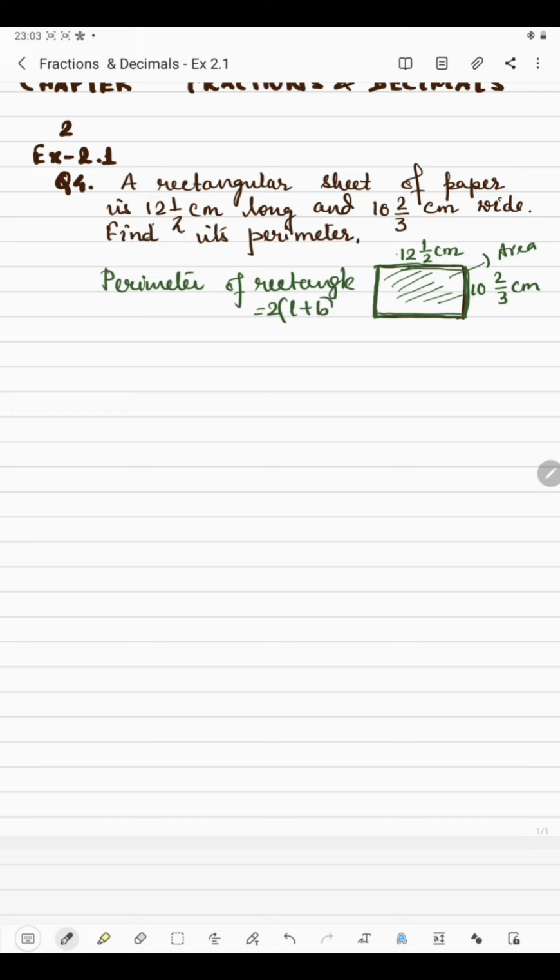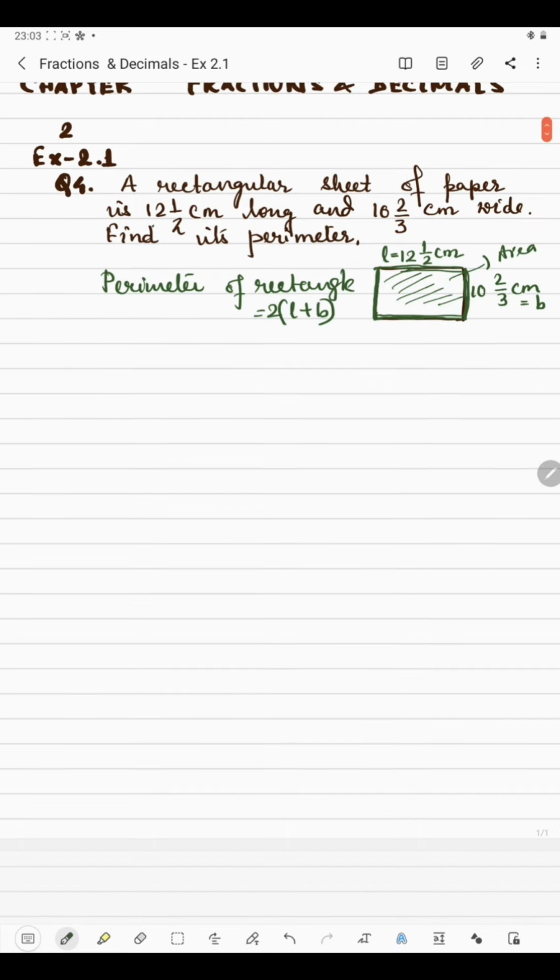So here this is length and this is breadth. So what will be the perimeter here? 2 into length plus breadth. Now length is 12 1 by 2 and breadth is 10 2 by 3. So at first we will convert the mixed fraction to improper. So this into this plus this. 12 2s are 24, 24 plus 1 is 25 by 2, plus 10 into 3 is 30, 30 plus 2 is 32 by 3.